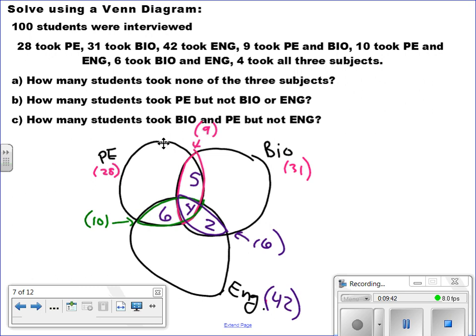Okay, at this point, we can use the knowledge of how many need to be in the whole entire circle. So in the whole entire biology circle, we need 31. We already have 5, 4, and 2, so we already have 11, but we need to have 31. So 20? I think I messed up. Did I mess up? Okay, we're okay.